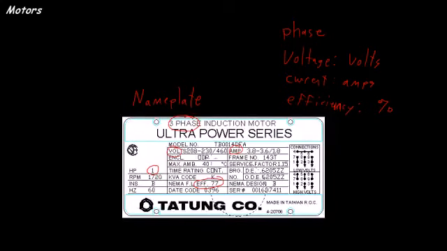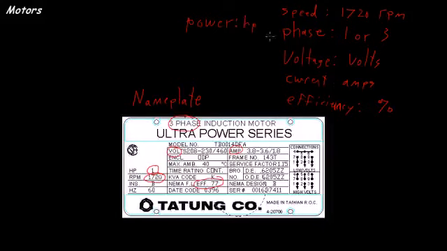We can see the speed should be on here somewhere. There it is. 1720. That's the speed when the motor is at full load. So phase is typically 1 or 3. And I circled it, but just mention again power in horsepower.